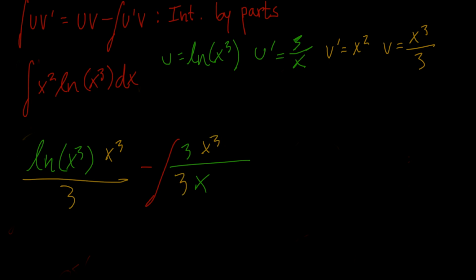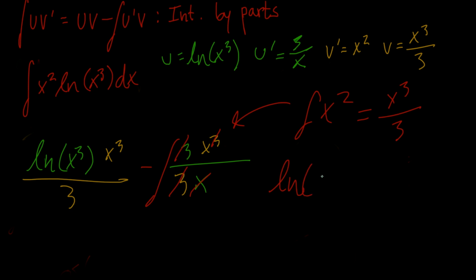And now we can simplify the expression here. This integral can be rewritten where these 3's cancel out, one of the x's cancels out, and then it just becomes the integral of x squared. And the integral of x squared is very simply x cubed over 3. So our final integral is just going to be the first part, which is ln x cubed times x cubed over 3, minus x cubed over 3. That is our final integral for the whole problem.